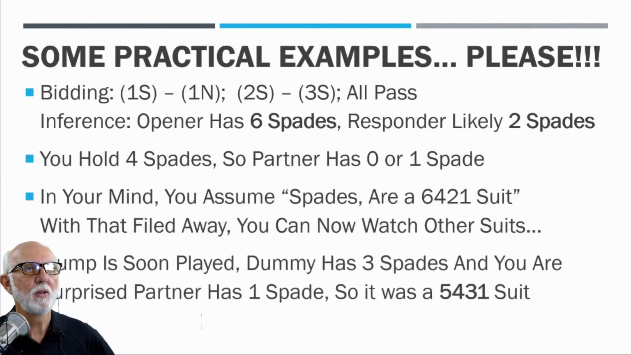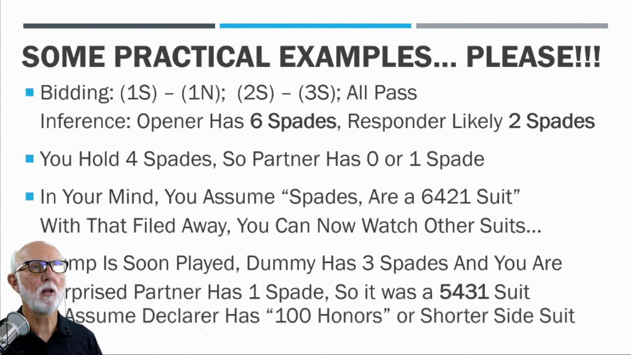So when trump is played and we take a look at the dummy and they had 3 spades, well, wait, why didn't they bid 2 spades? Well, they were probably playing forcing no trump, and they were going to do that and then sign off. But at any rate, those are good things to know. We are kind of surprised, actually, that partner did have a spade. And so it was a 5, 4, 3, 1 from highest to lowest shape. So I hope that helps a little bit.